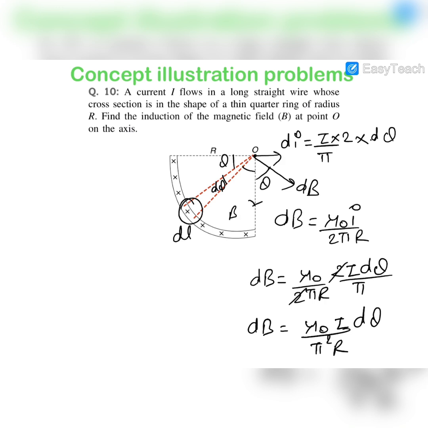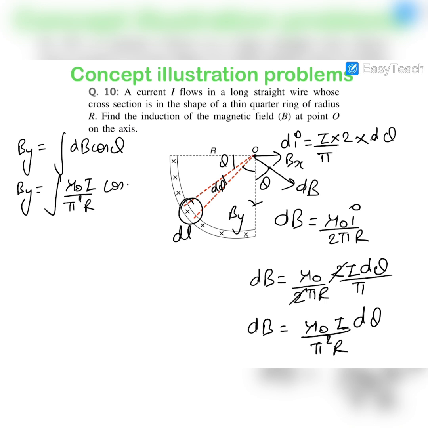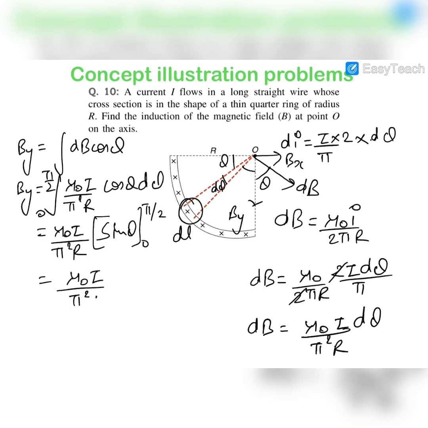Now we know that there will be two components of this magnetic field. This will be By and this will be Bx. So By will be equal to the integration of dB cos theta, and dB is mu naught I by pi square r cos theta d theta, and the limit of theta will be from 0 to pi by 2. So it would be mu naught I by pi square r. The integration of cos theta will be sin theta, and the limit will be from 0 to pi by 2.